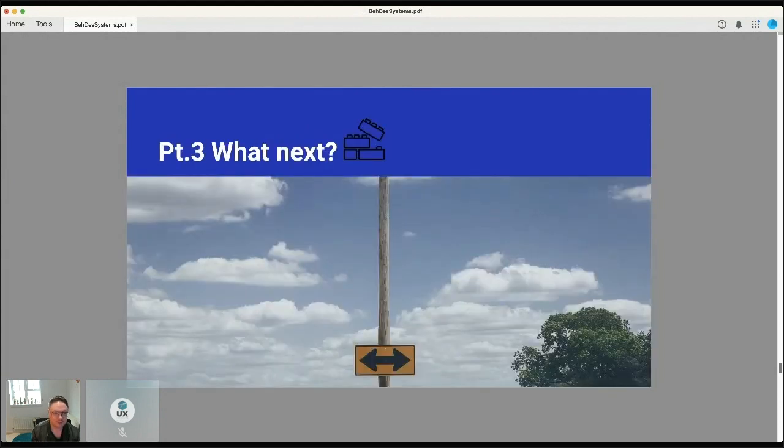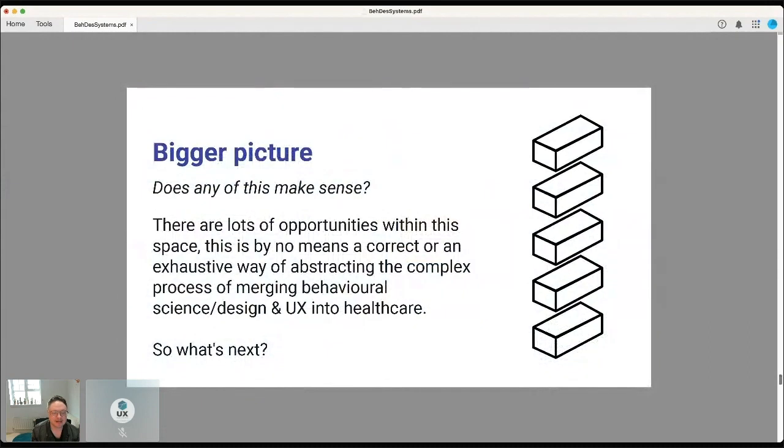Okay, so the final part, what's next? I've appreciated that I've said a lot of words very quickly. I just want to take a quick step back and reflect on why I've put this together. Is it useful? Does it work? Or is it a load of rubbish? Which is fine because this is how we improve by failing. So does any of this make sense? Sort of. To me, it does.